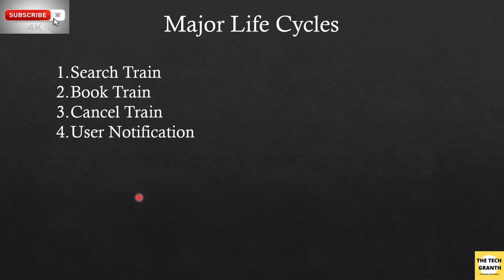It can be used in a way like you can send a notification if someone has searched for a particular source and destination, and for some particular date, and they have not proceeded with ticket booking. You can send a notification to them saying that you looked for this criteria, do you want to book your ticket? So you can send an SMS or email. So these are the four major life cycles that we will cover.